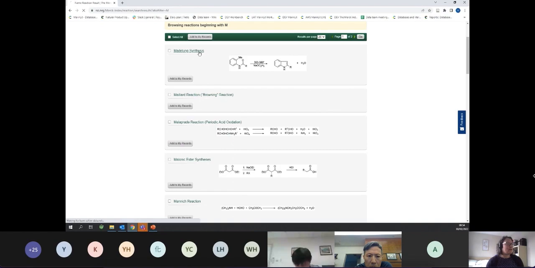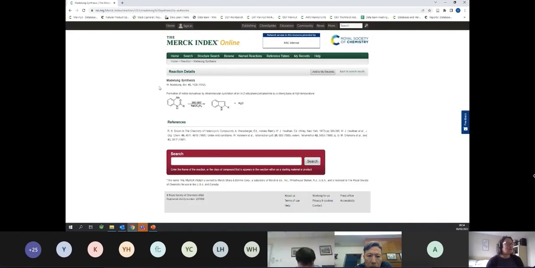And if I click in to the Madelung synthesis, you can see we've got the very first reference for the synthesis. We have a brief overview of what this reaction does, and then any further references that might be useful. This is not updated anymore, so this is a static resource, but if you are interested in organic named reactions, this might be something that you might find useful.